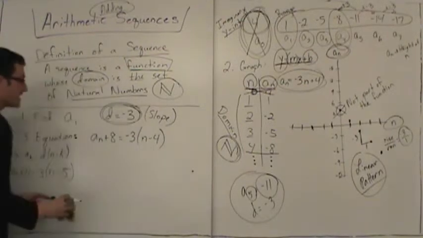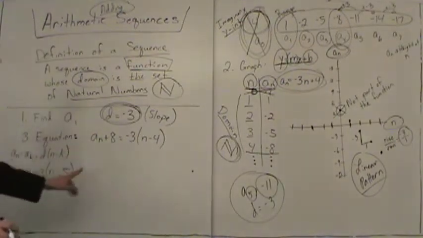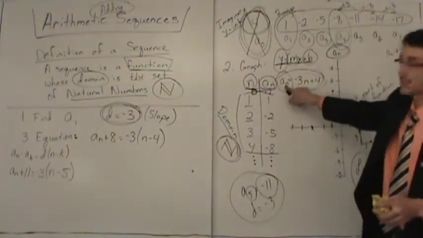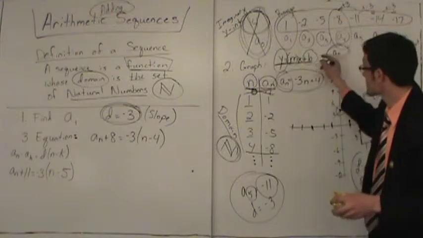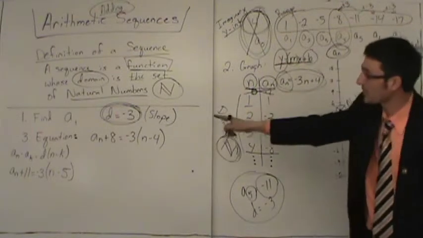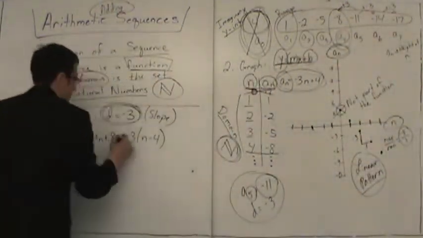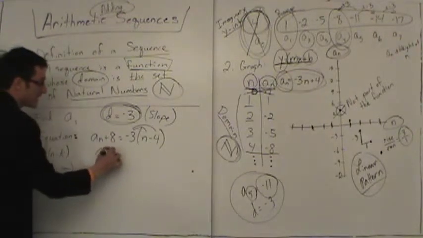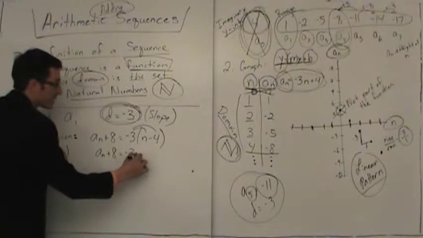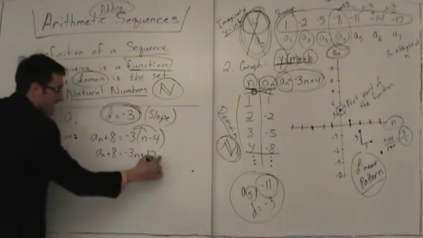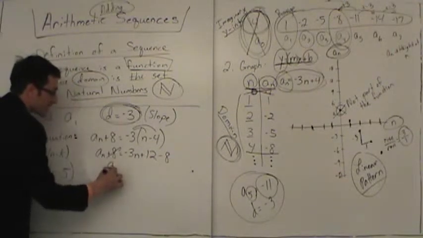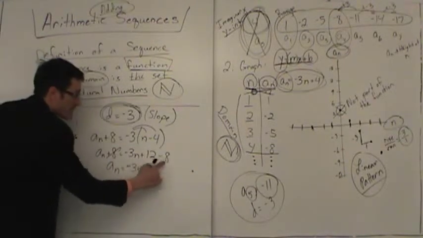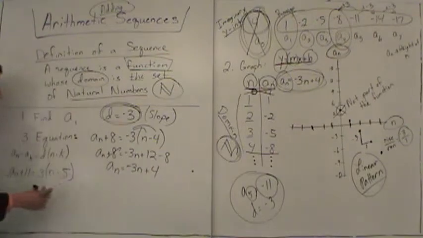We're going to simplify each one of these equations. Solve each equation for a sub n, or get a sub n by itself, to get our y equals mx plus b form. And we're going to see that both equations give us the same thing. Watch. We start by taking the negative 3 and distributing. We get a sub n plus 8 equals negative 3n plus 12. Move the 8. 8 becomes negative 8. We get a sub n equals negative 3n, 12 minus 8 is 4. Let's do it again.